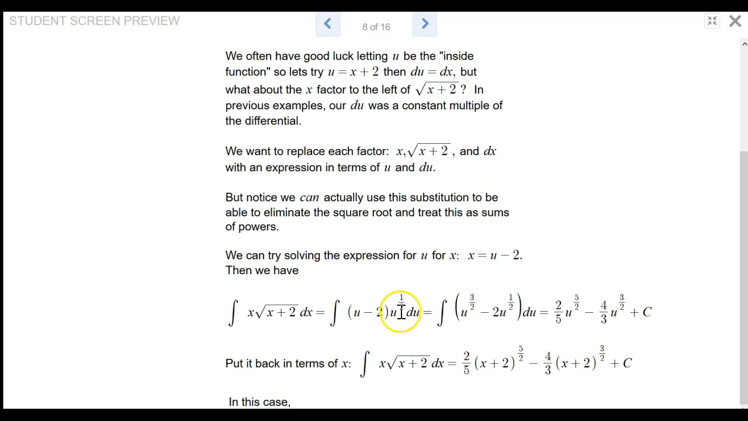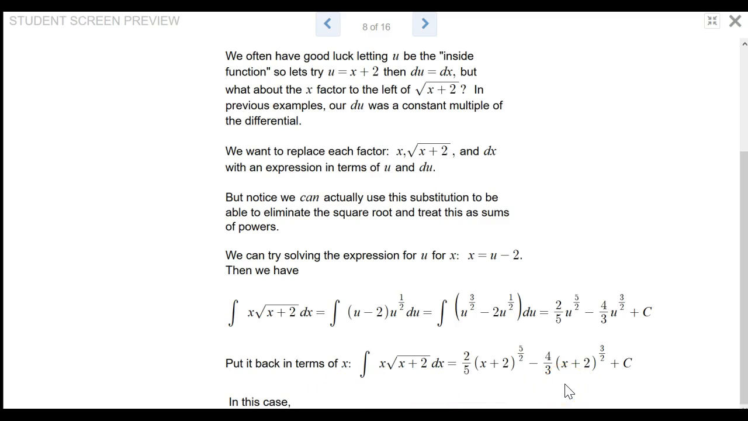So I'm multiplying that through, I have u to the 3/2 minus 2u to the 1/2 du. And I know how to find the antiderivative of this, right? Turn it into the sum and take the sum of the antiderivatives. Then I'll put it back in terms of x. So replace that u with this quantity x plus 2. And we're done. So in this case, my words fell off the bottom of the screen here.